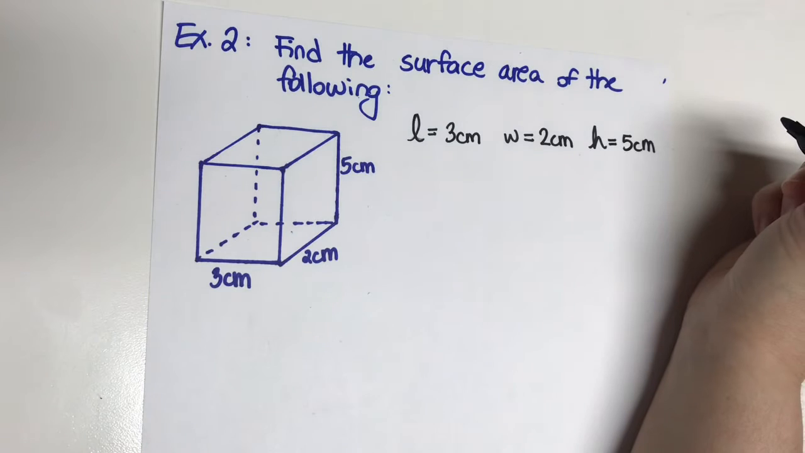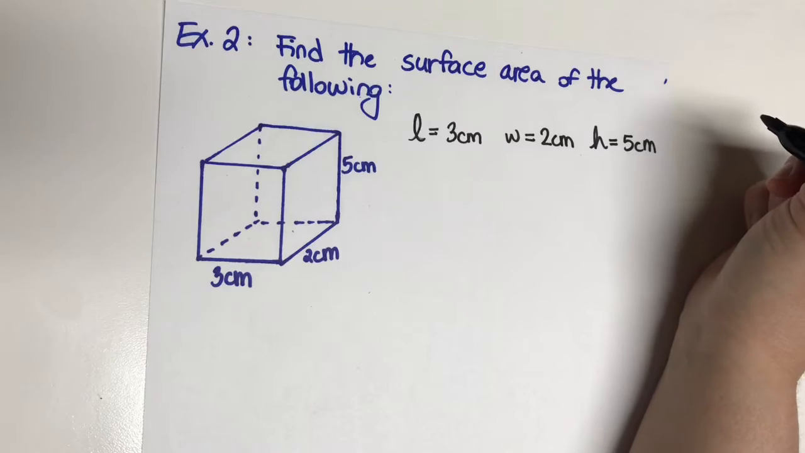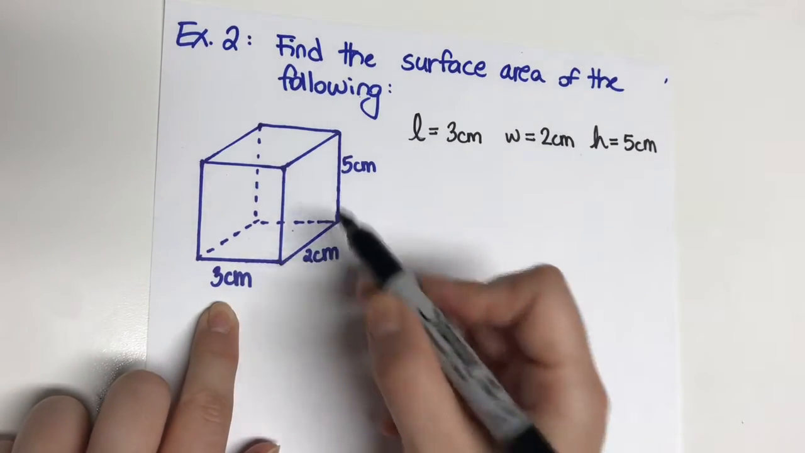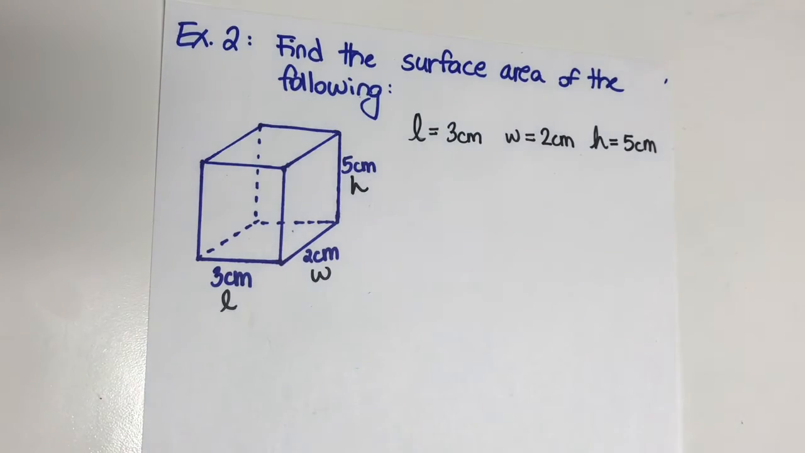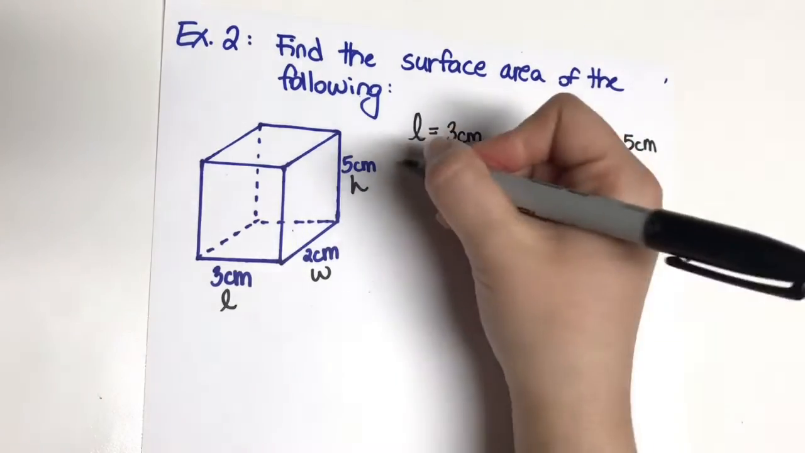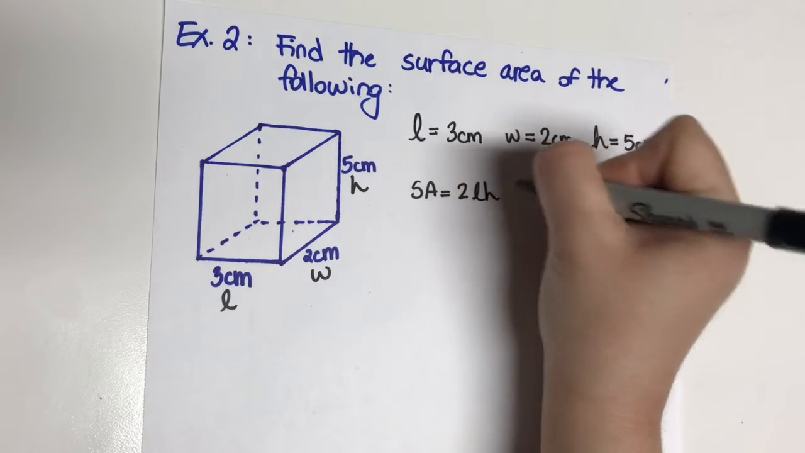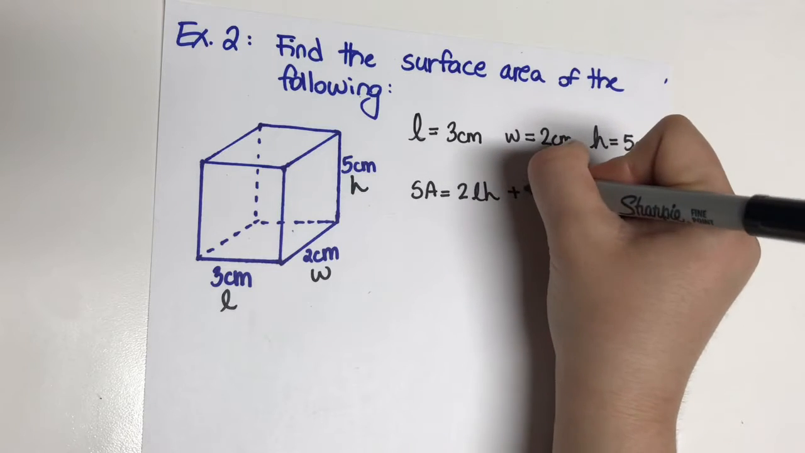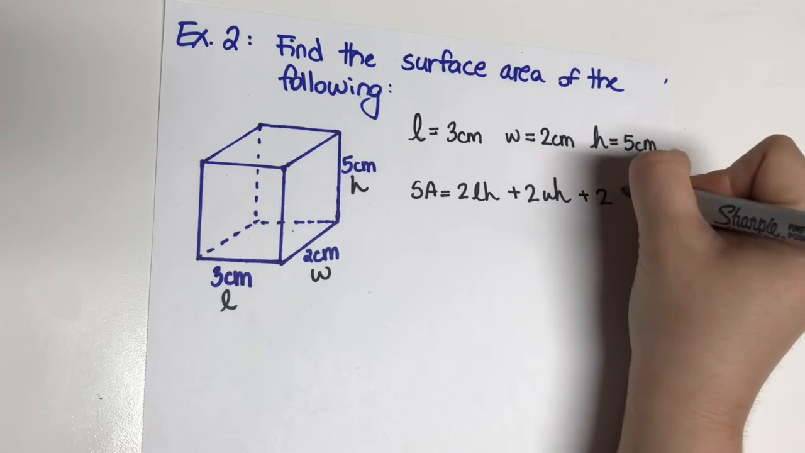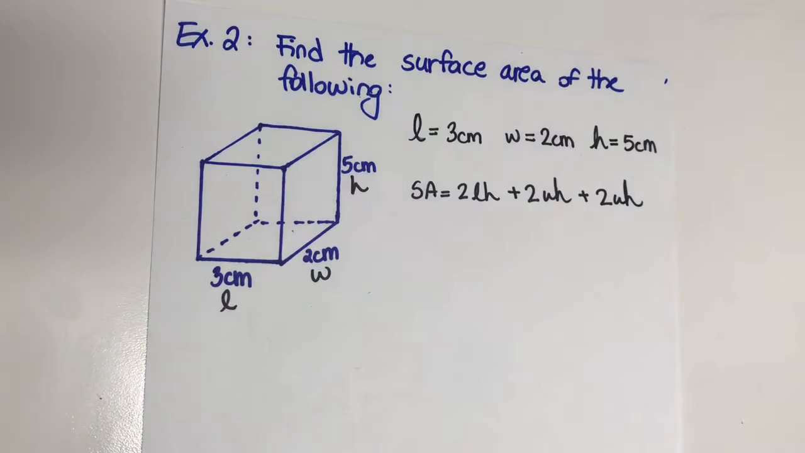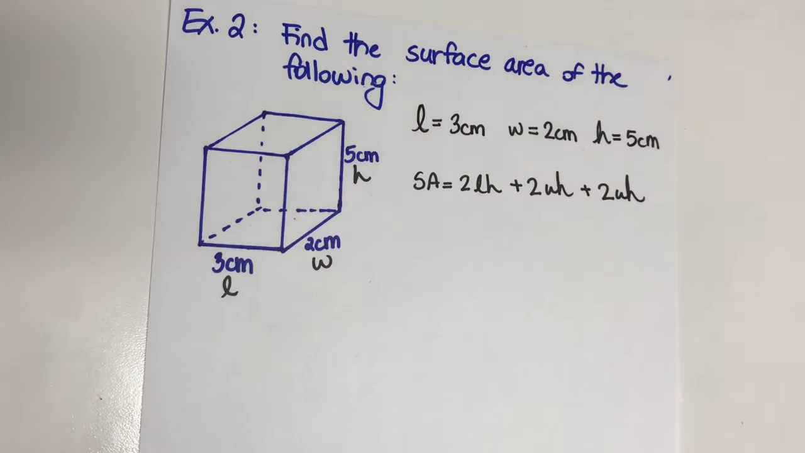I could have labeled it differently. I could have called this the length and this the width. It really doesn't matter in the end. But that's just the way that I'm doing it now. Length, width, and height. The formula that you were given for finding the surface area is that surface area is equal to 2 times the length times height plus 2 times the width times the height plus 2 times the width times the length. So that's our formula. When there's no sign in front of the variables, that means we are multiplying.